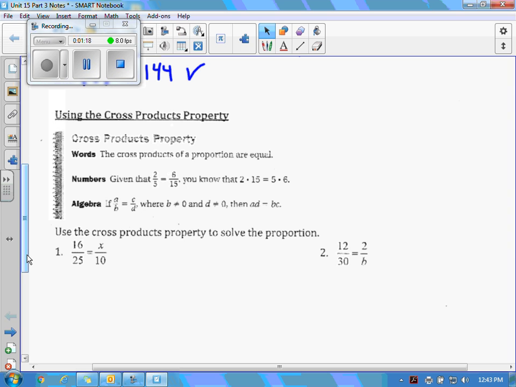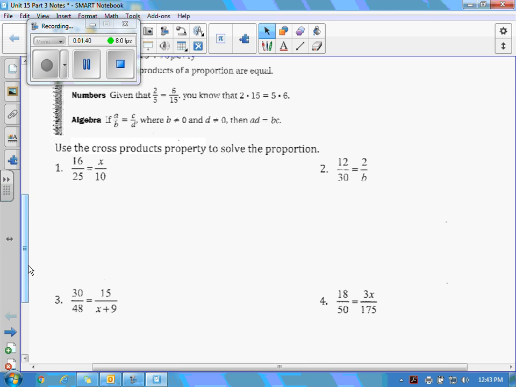Moving down, it says using the cross products property. Again, this is straight out of your book. It says the cross products of proportions are equal. So if you are given a proportion, you know that the numerator of one times the denominator of the other is equal to the numerator of the second one times the denominator of the first one. If they tell you that it is a proportion, you know that the cross products are going to be equal. So this section says use the cross products property to solve the proportion.